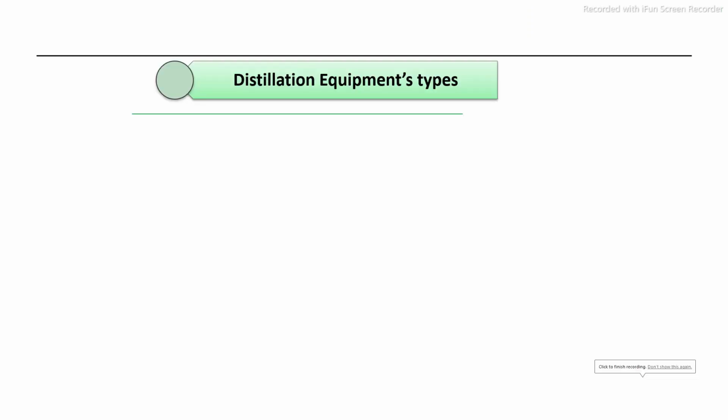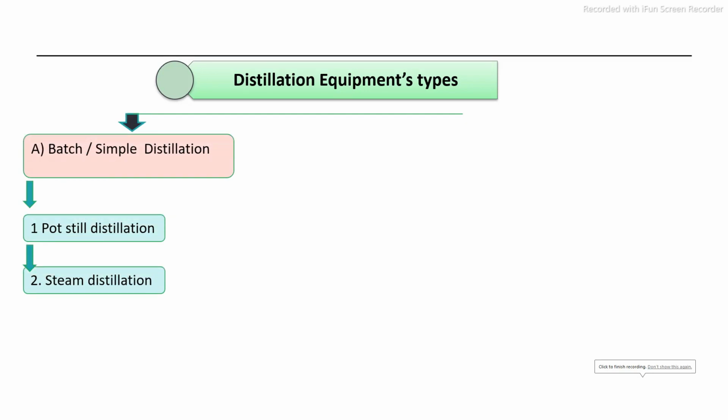The distillation equipment is classified into two groups. First, the batch distillation, also called simple distillation, in which the first one is the pot still distillation used for the whiskey manufacturing process, and the second one is the steam distillation used for the separation of the essential oil from the plant materials.